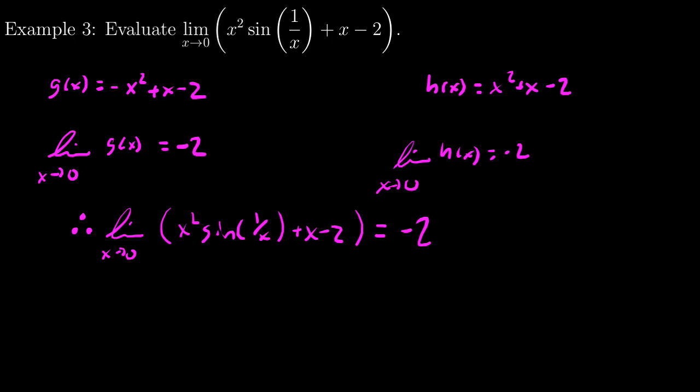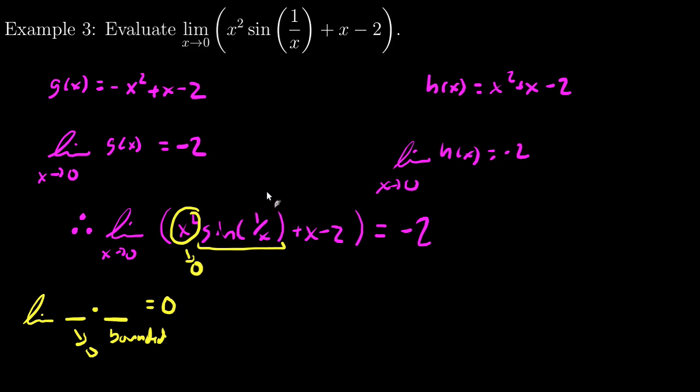Now, there's a much easier way to deal with this, and here's the way. If you have a product limit of two things multiplied together, one is approaching 0 and the other one is bounded, the net limit will have to equal 0. What I mean by bounded is it has a minimum and a maximum that it's stuck between. In this function, x squared goes to 0, and sine is stuck between negative 1 and 1. Those are the minimum and maximum respectively of sine.